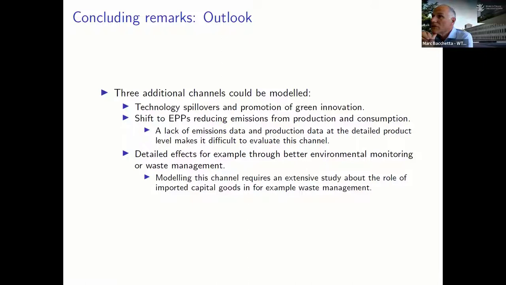reducing emissions. We could look at how a shift to EVPs actually reduces emissions from production and consumption, but for this we would need the sort of detailed data that I mentioned earlier, which doesn't seem to be available at this stage. And lastly, we could explore more detailed effects, for example, through better environmental monitoring or waste management. But first you would need to understand the link between what happens to waste management and climate change, if this is what we're focusing on.